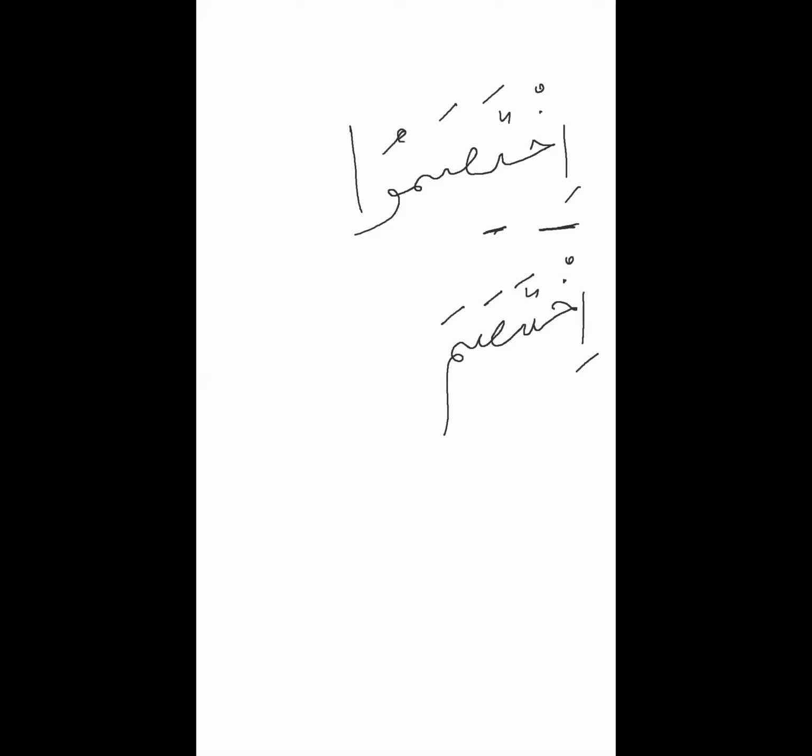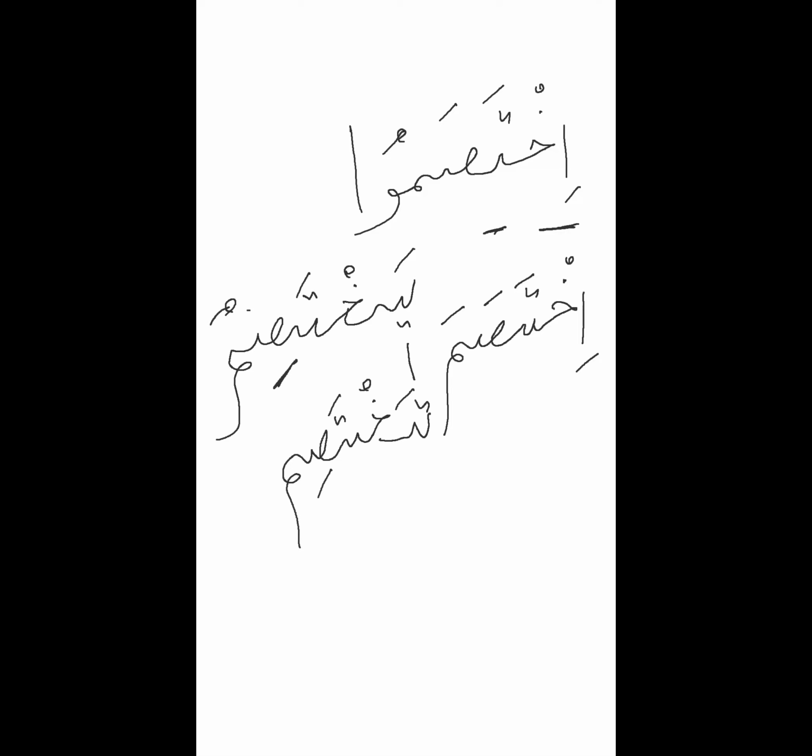Ikhtasama. Exactly. Now, for us, the commanding verb is made from the present tense. So we will go to yakhtasimu, right? Iqtaraba, yaqtaribu. Then we will have takhtasimu, because we need the second person present tense. Then we will make it lightest: takhtasim. And ikhtasim, lastly.